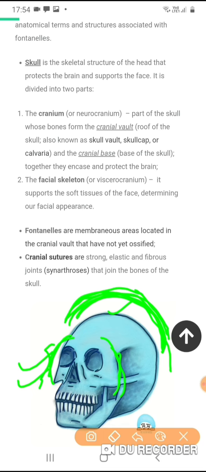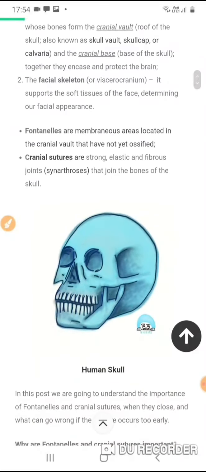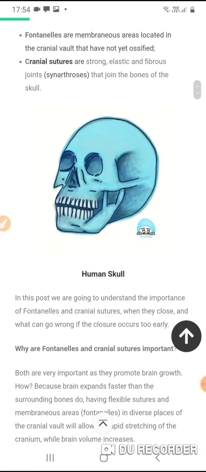Now we are talking about the fontanels. It is a very important topic. What are fontanels, what are their roles, and what are the cranial sutures?